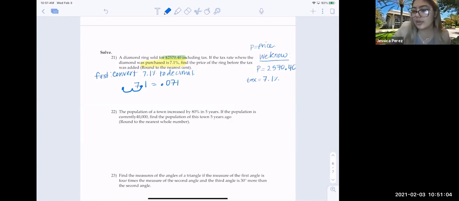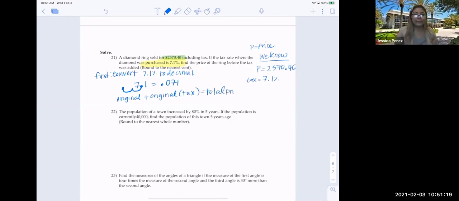So let's write the equation. The original price plus the original price times the tax is equal to the total price. Okay. That is the equation that will lead us to the answer.